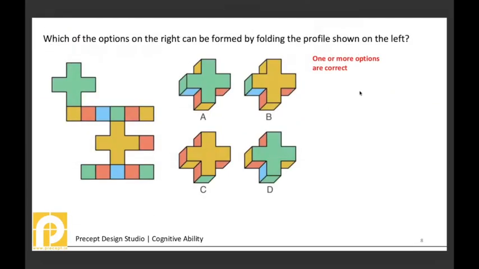Which of the options on the right can be formed by folding the profile shown on the left? We are given here a profile, and we have to identify which of these options on the right can be formed here. Now, given the options, we have two faces with a green colored cross and two with yellow. We'll first take the green colored cross, which is this one, and A and D. In the green colored cross, the bottom is yellow, which means that it is the exact same orientation where this forms the base here. This is the base for option A.